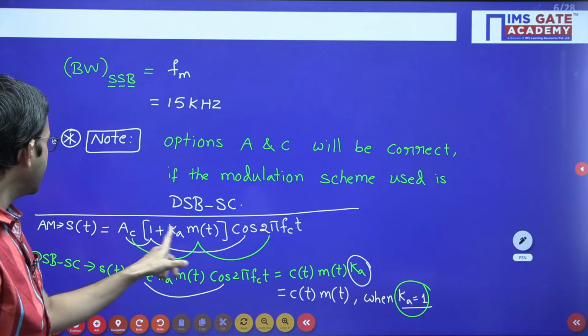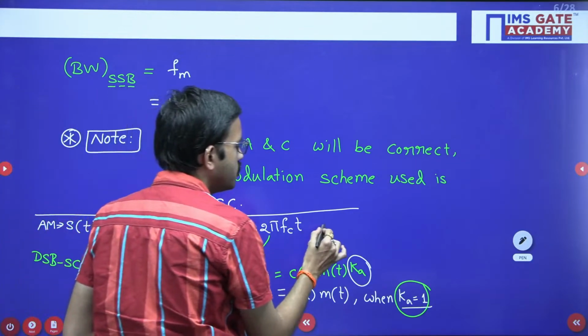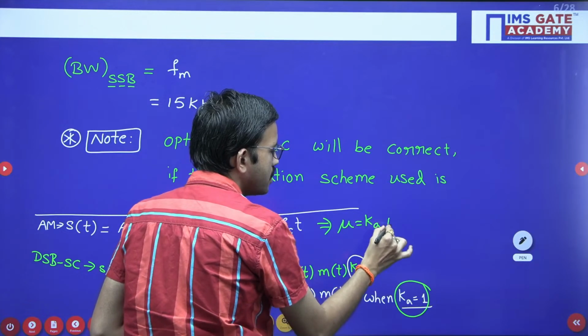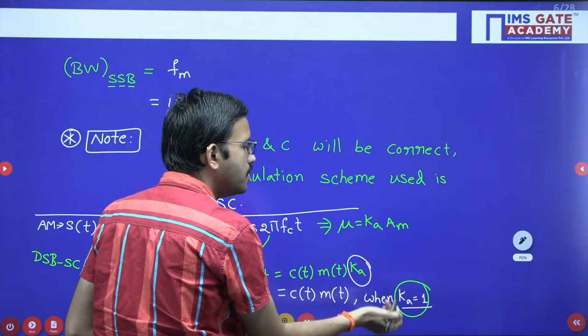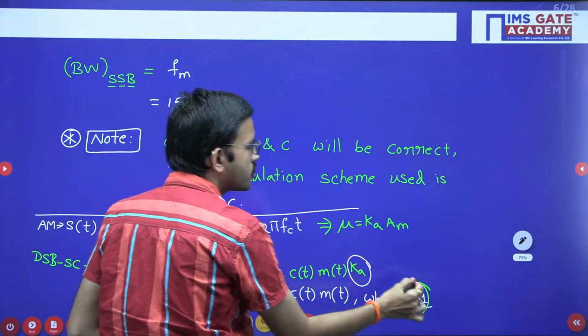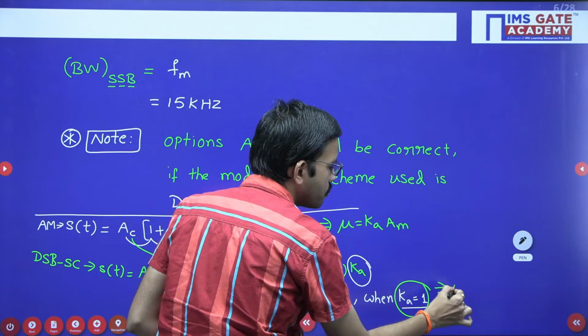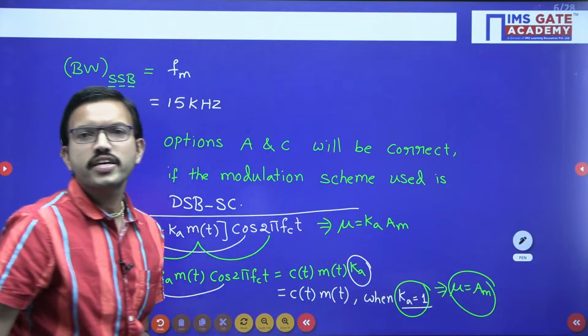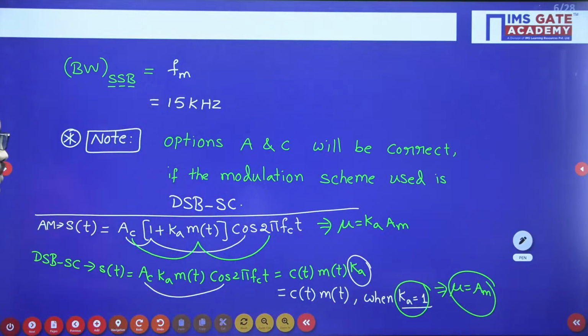In the AM signal, you get the modulation index with the formula K into Am. Here also the same formula applies, but when you substitute K value 1, you get mu equal to Am. I hope it is clear, right? Yes.